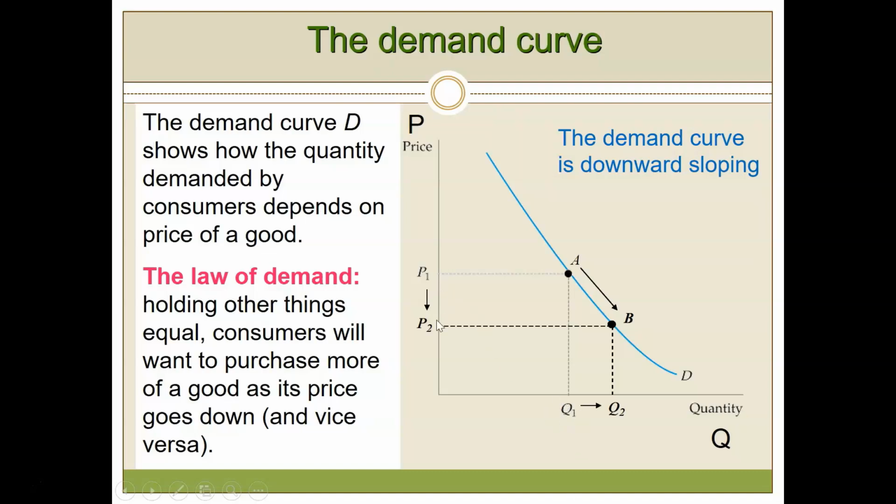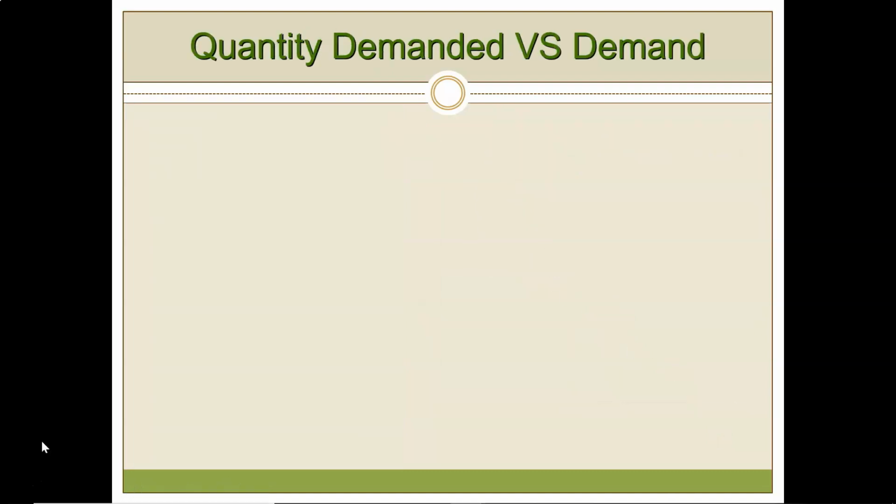As price drops from P1 to P2, we move along this demand curve to point B. Consumers will be prepared to purchase more. Quantity demanded will increase from Q1 to Q2. The lower the price, the higher the quantity purchased. And this idea is called the law of demand. Holding other things equal, consumers will want to purchase more as price goes down, and the other way around.